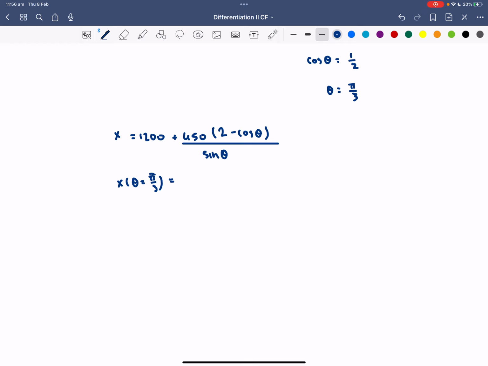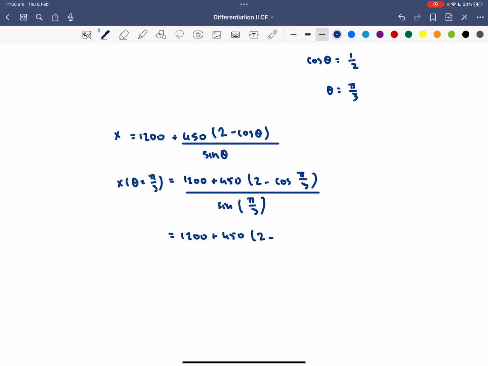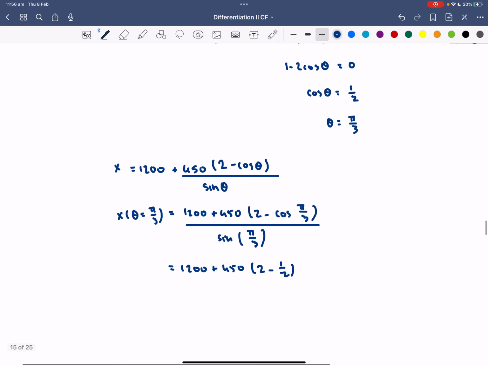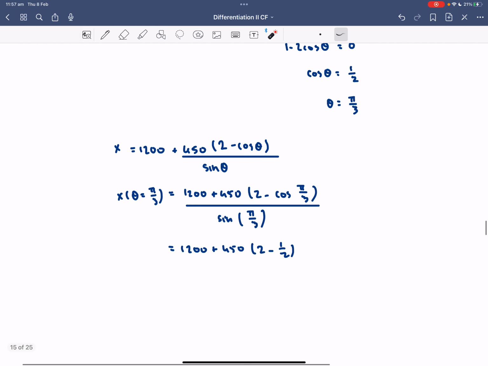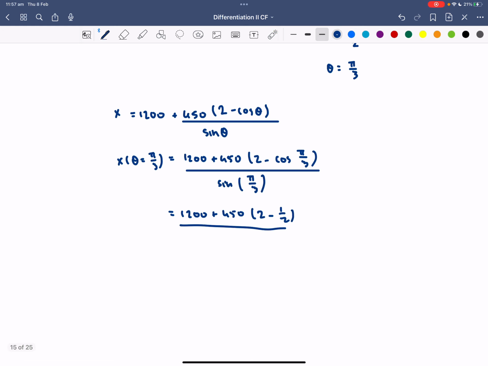Okay, so alright, let's sub pi on 3 in, so that's 1200 plus 450 take cos pi on 3 all over sine pi on 3. Okay, we should know that cos pi on 3 is cos 60 is half. We definitely should know that because that's how we knew cos theta was straight up half. Cos pi on 3 was half. And then sine 60 is root 3 on 2.